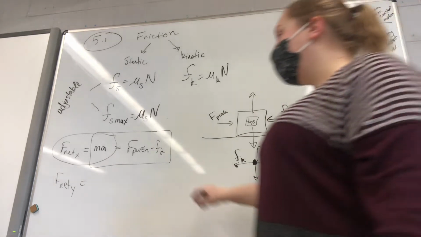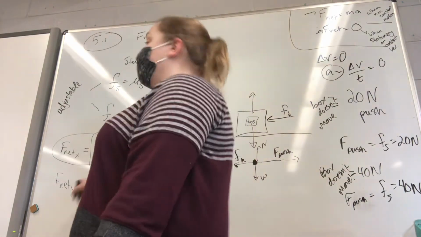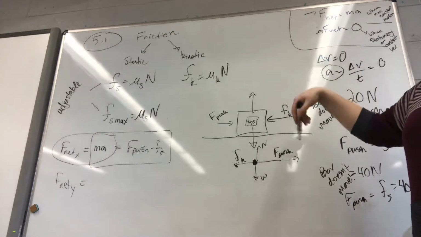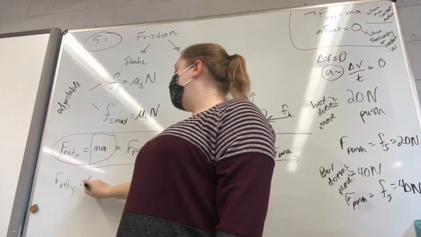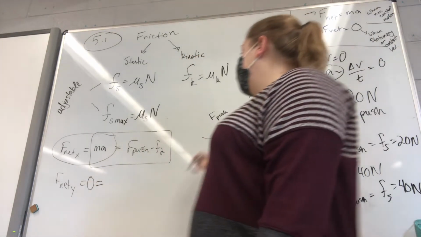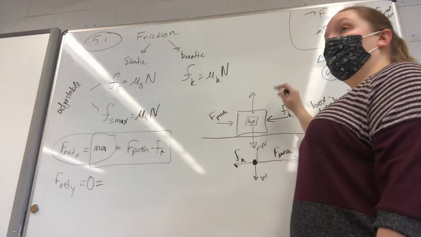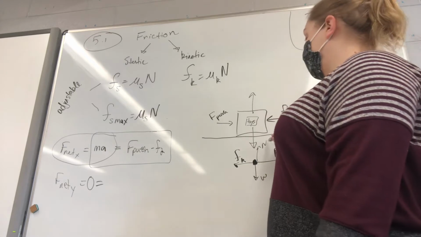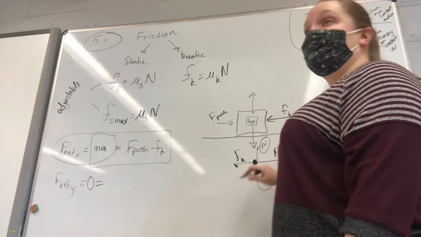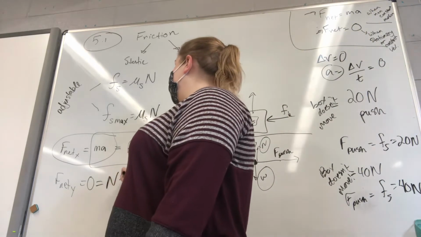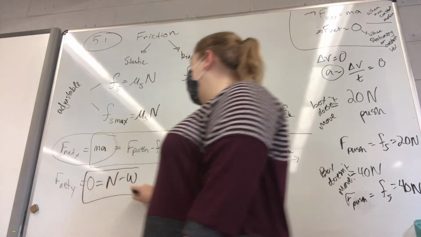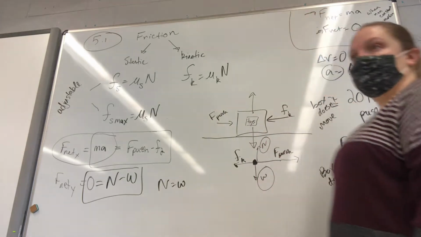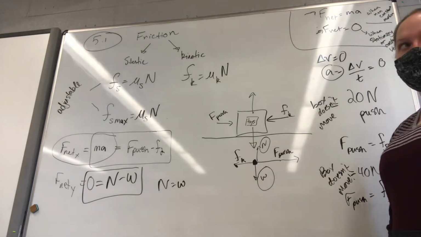Okay, so now I guess the next question is, is this box moving in the y direction? No. So what would we say about F net y? 0. What does that mean with the expression? Up is positive, down is negative. So what do we write? N minus W. And then, because 0 equals N minus W, N equals W. So you were right.